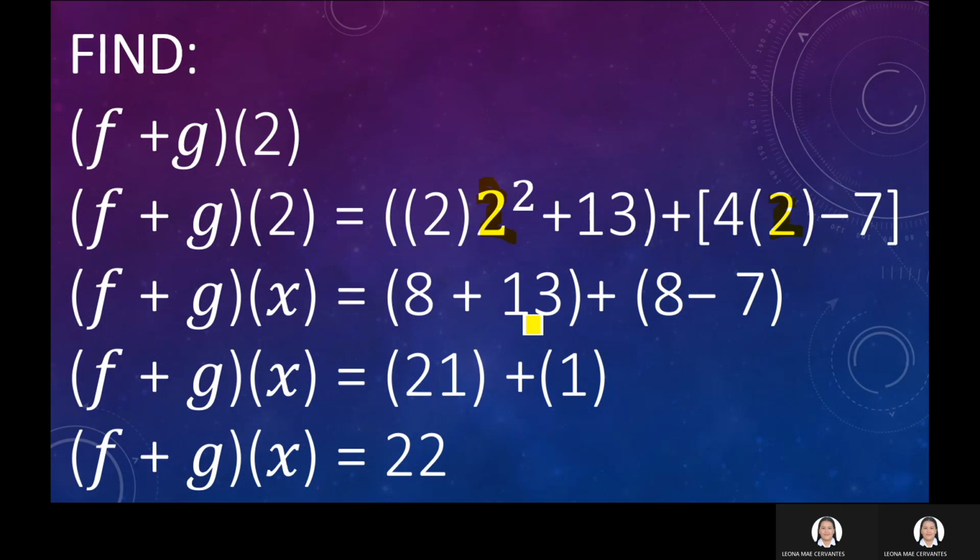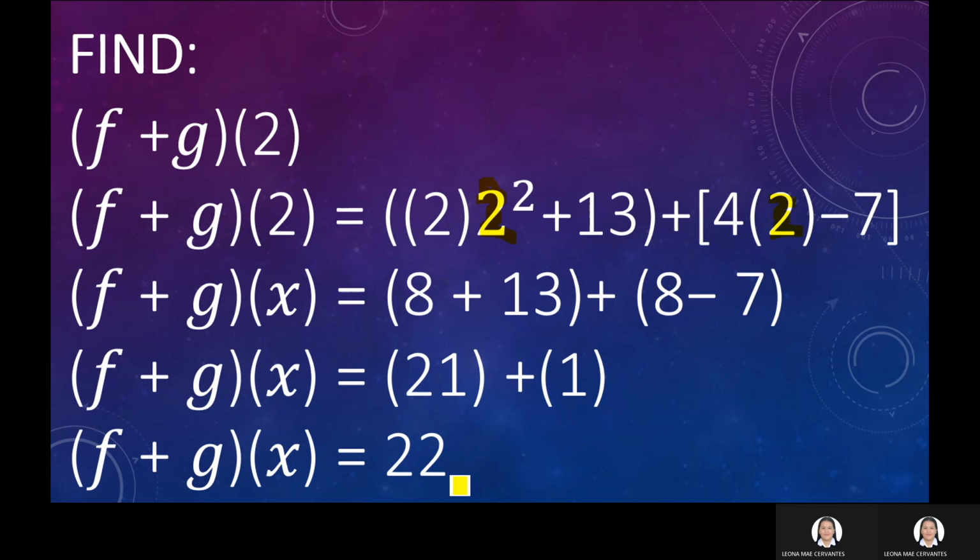So we have 8 plus 13 is equal to 21. 8 minus 7 is equal to 1. So 21 plus 1 is equal to 22. So if x is equal to 2, then f plus g of x is equal to 22.